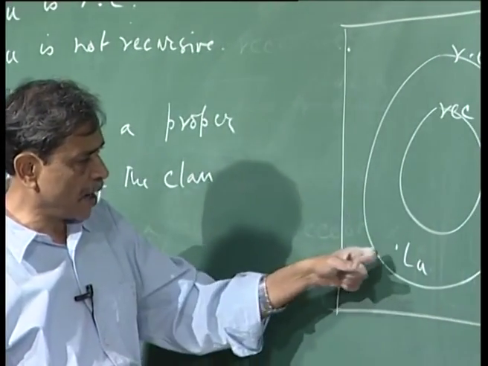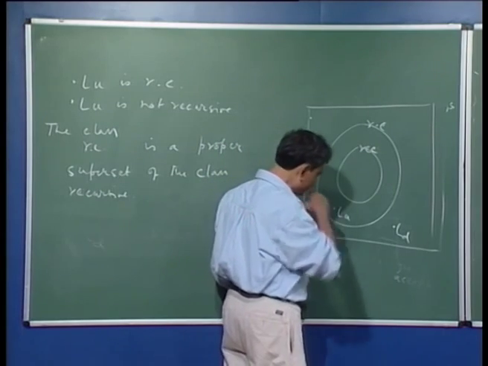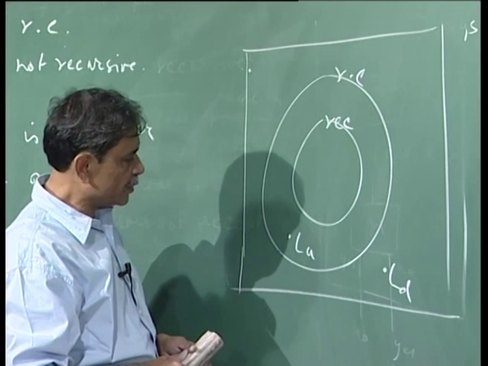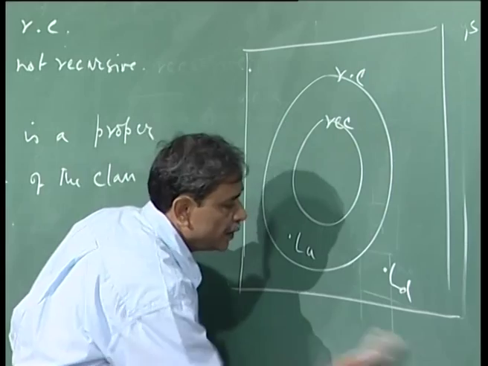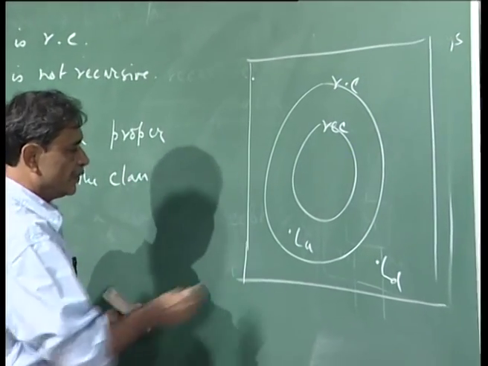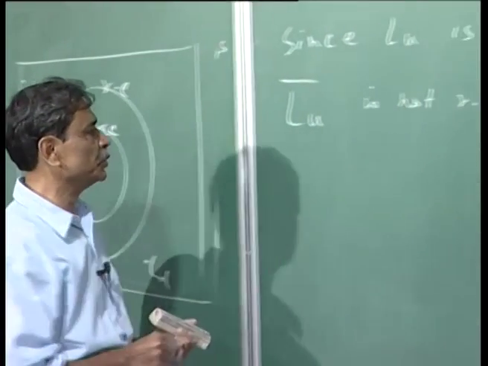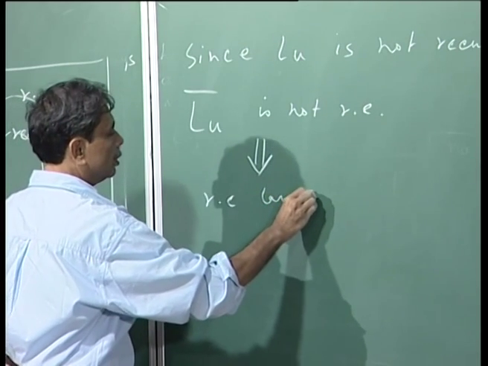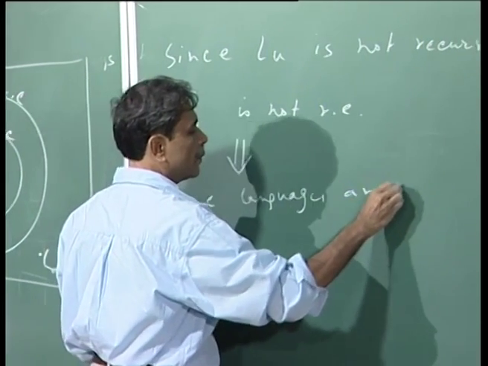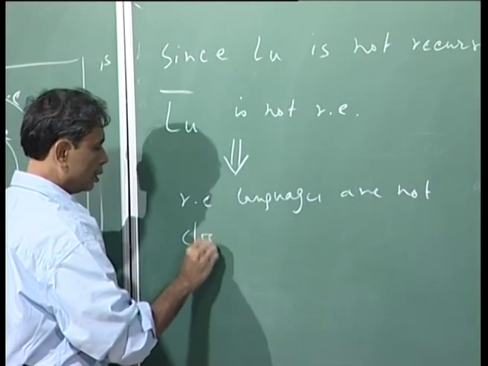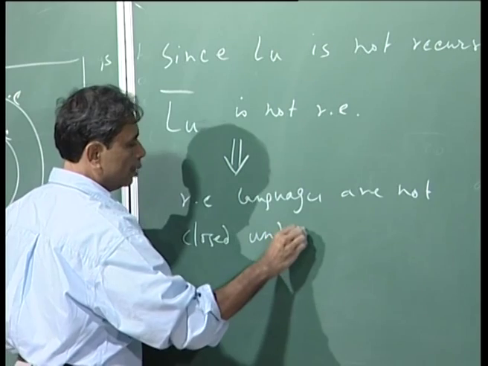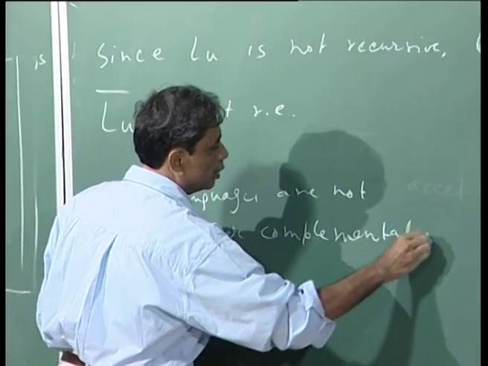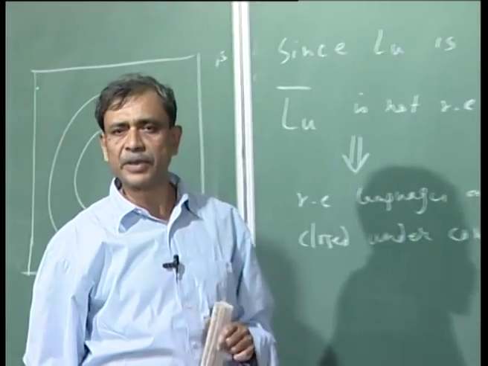So, you see, take this language LU, its complement is not recursively enumerable, it comes here. So, this simple observation also shows that RE languages are not closed under complementation. So, this is a property of RE languages, whereas of course, recursive languages are closed under complementation.